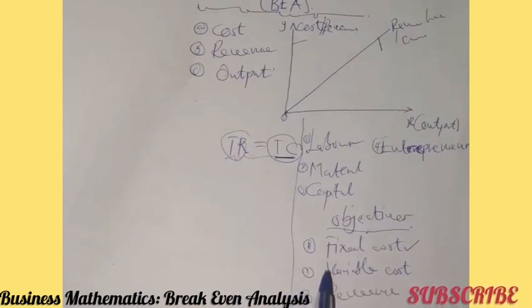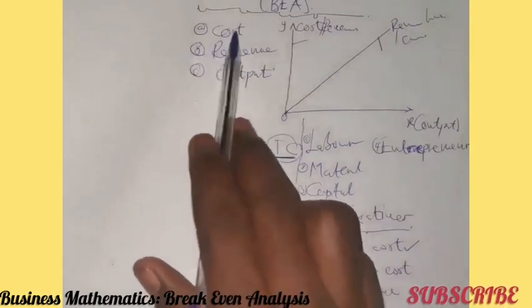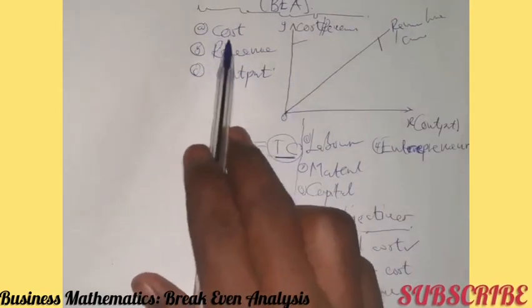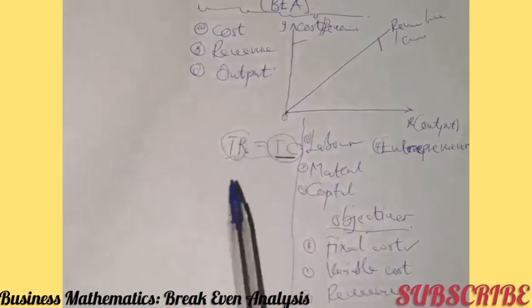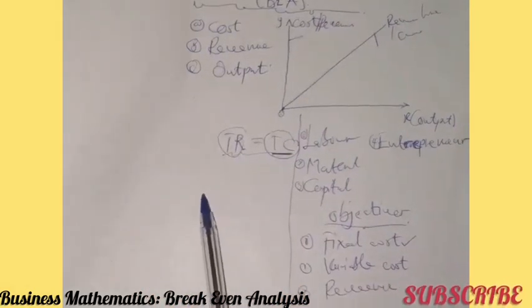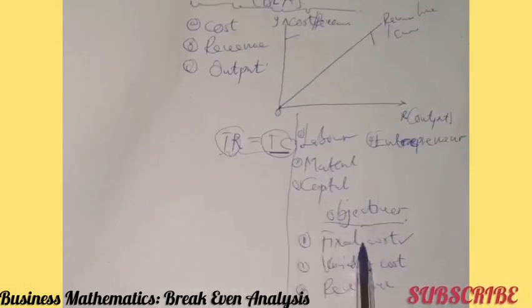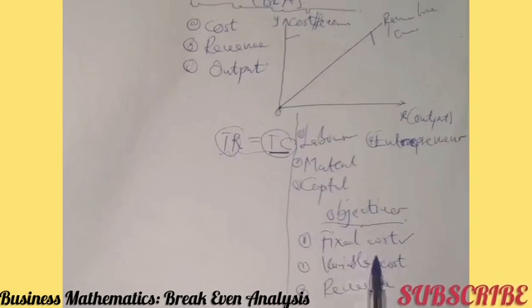All right. So with the cost here, we have various types of costs. We are going to break this cost into two components per our discussion: fixed cost and variable cost.